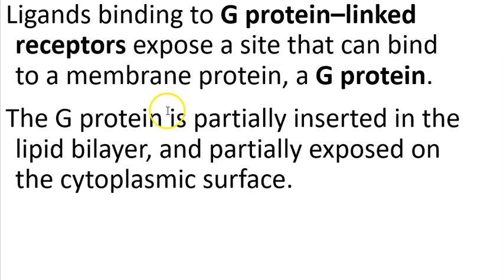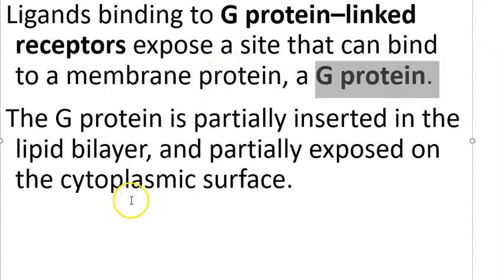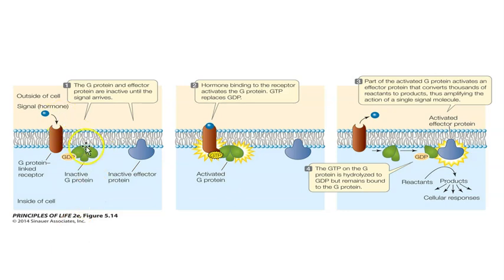Ligands bind to G-protein linked receptors, exposing a site that can bind to a membrane protein, a G-protein. The G-protein is partially inserted into the lipid bilayer and partially exposed. So let me show you a picture here. So here's an example of the G-protein, partially embedded, partially exposed. Signal activates the G-protein. GTP is just a type of energy. Yes, there are different types of energy than ATP on a cellular level. And then you have an effector protein creating products and cellular responses.